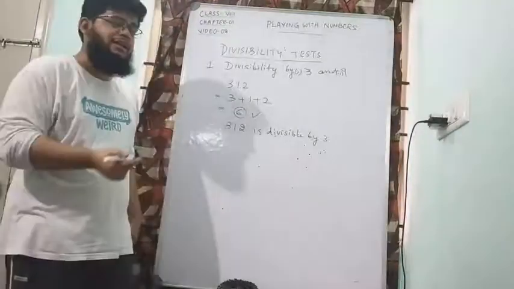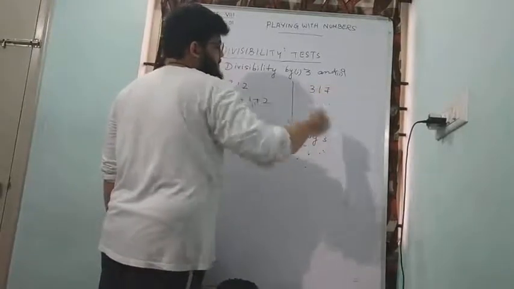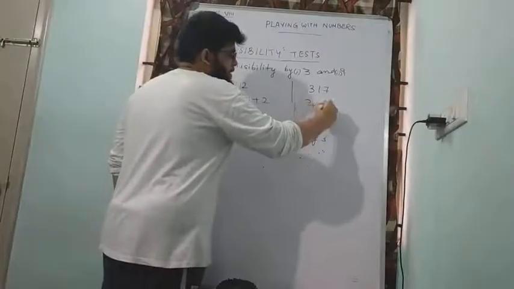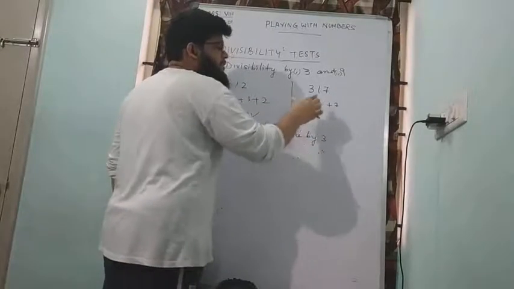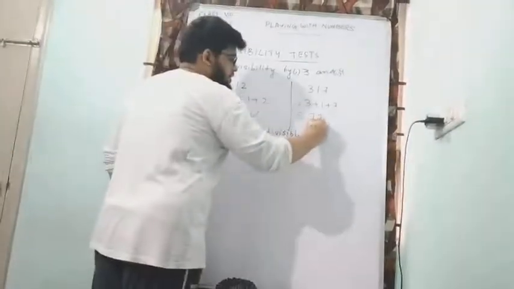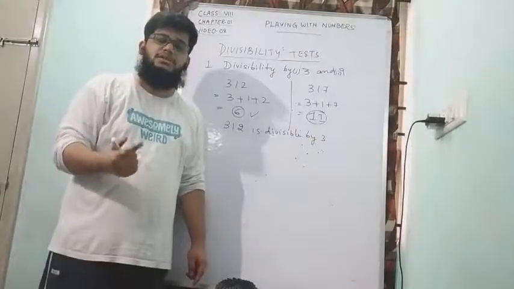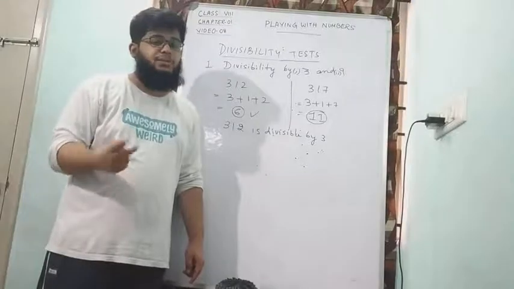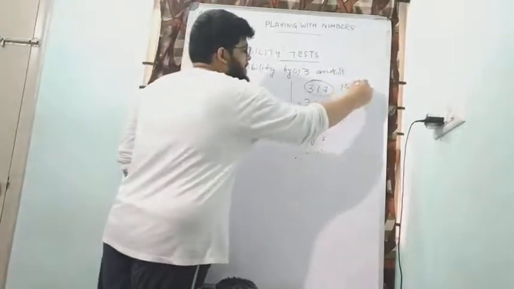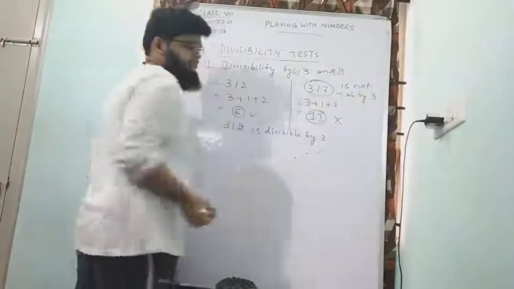But before coming to 9, let me try with some number like 370. Let me add these. 3 plus 1 plus 7. 3 plus 1 is 4. 4 plus 7, 11. Now, do we get 11 in the table of 3? 3 1s are 3, 3 2s are 6, 3 3s are 9, 3 4s are 12. Do I get 11? No. That means 370 is not divisible by 3.